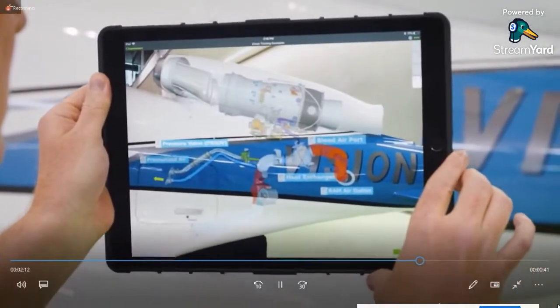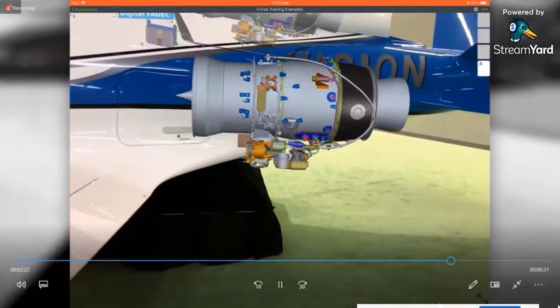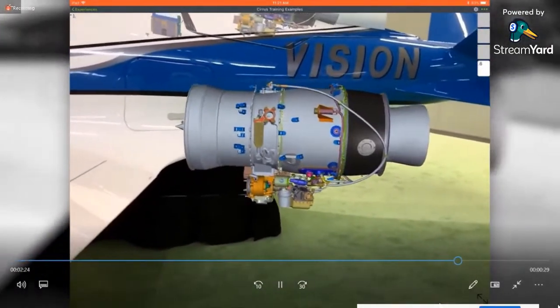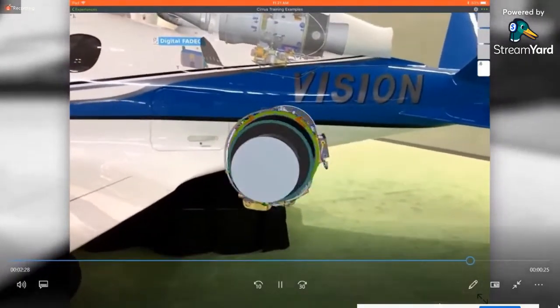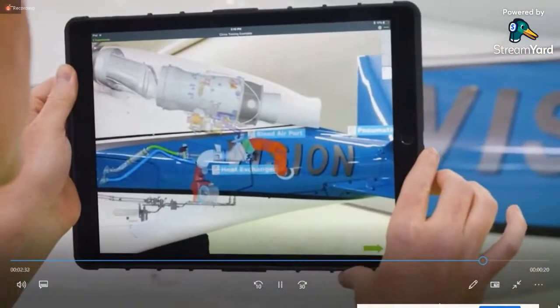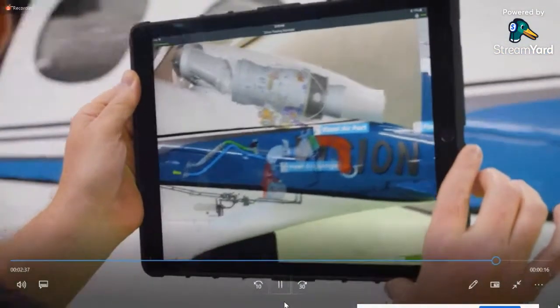So the advantage of this is it's contextual. You can look at the aircraft and know where all these major components are located and also how they operate. What's made this possible is that the full digital definition of this aircraft is stored within Windchill. So we have the ability to create these highly interactive augmented reality experiences with very, very little effort because we have such a good digital definition of the aircraft to begin with.